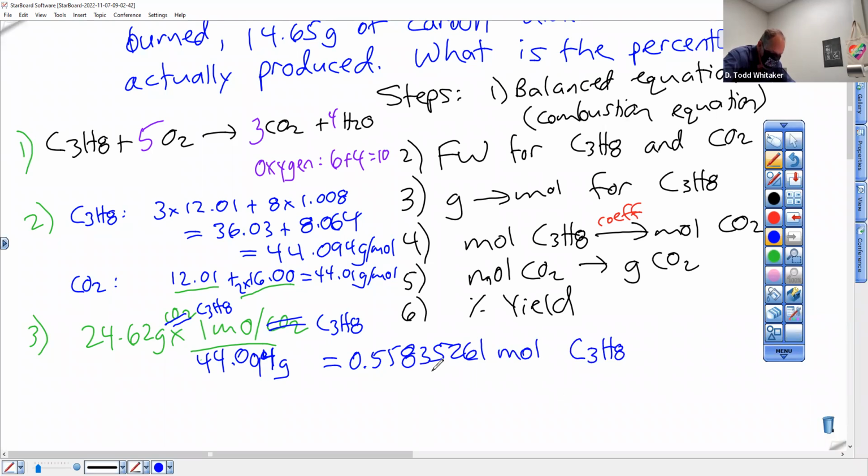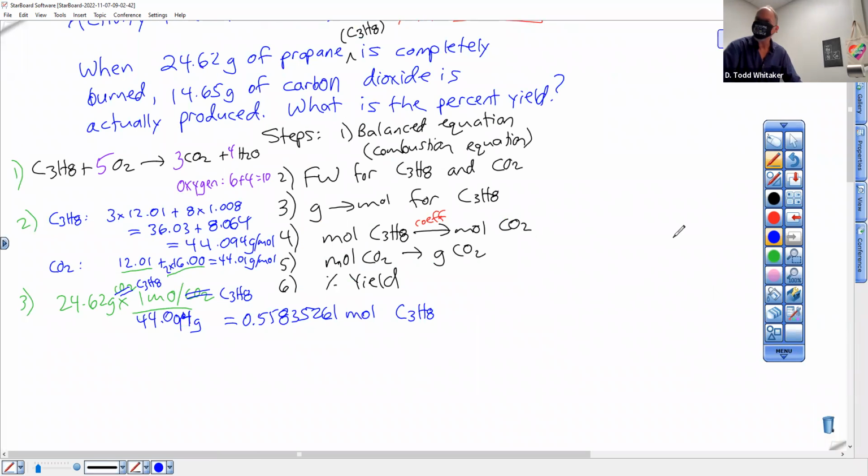And then now we can talk about CO2. My question for you before we talk about CO2, how do we know from the question that the teacher wants to know about CO2? It says 14.65 grams of CO2, carbon dioxide, is actually produced. So I need to convert moles of propane to moles of CO2, not moles of water, not moles of oxygen, just CO2.